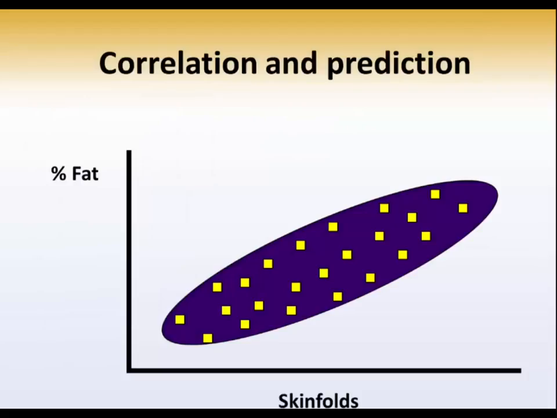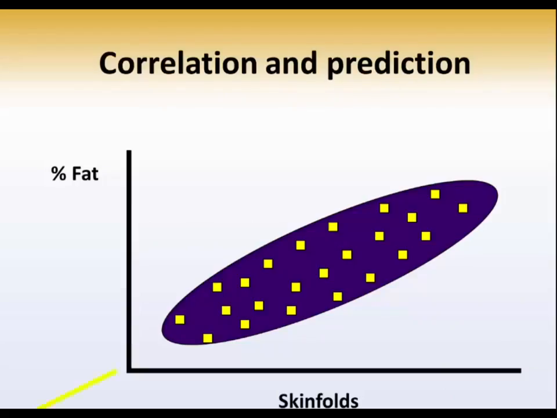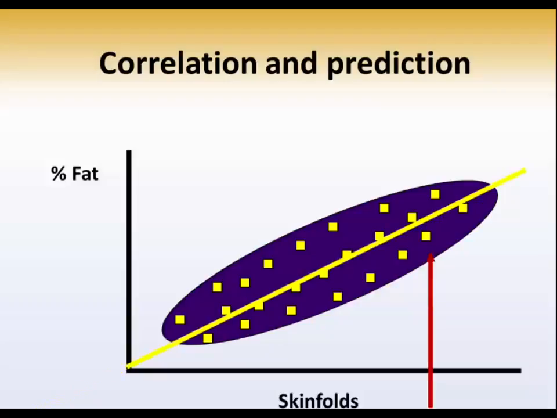Here's the correlation between skin folds and percent fat. Here was the equation for a straight line. Here again was the line of best fit and how we could predict from any given x to the outcome variable y.